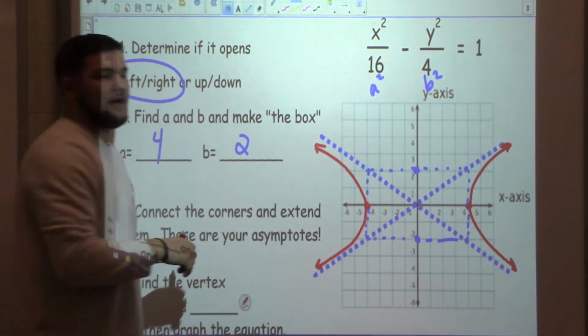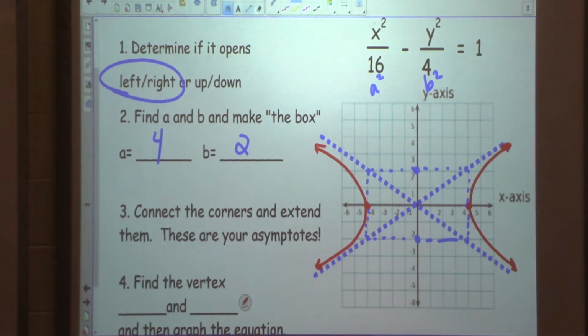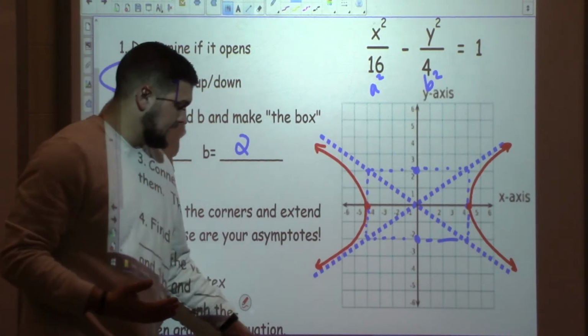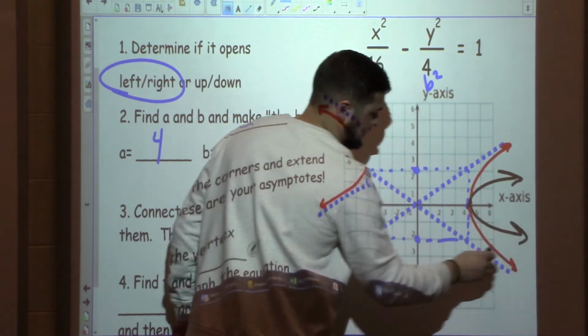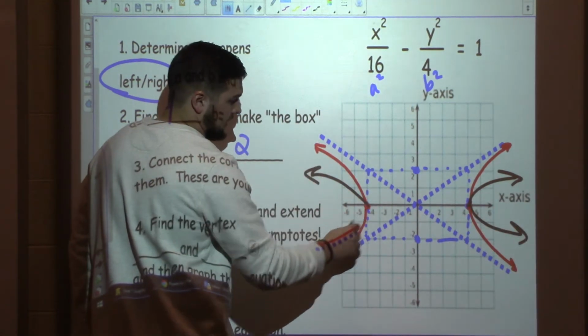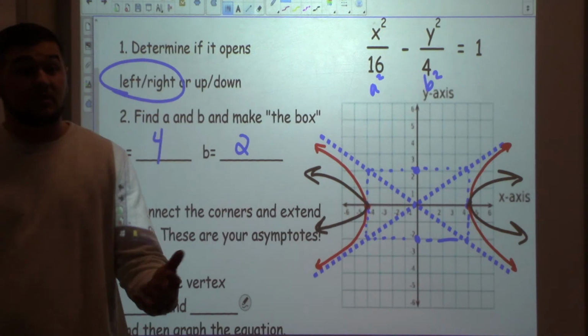It's kind of like two parabolas from last unit. We're just getting really close to the asymptotes, but we're not crossing them. Now, what do you think is going to happen if, on a test, you draw hyperbolas that look like these black lines here? It's going to get marked wrong, right? Make an effort to get them close to your asymptotes.